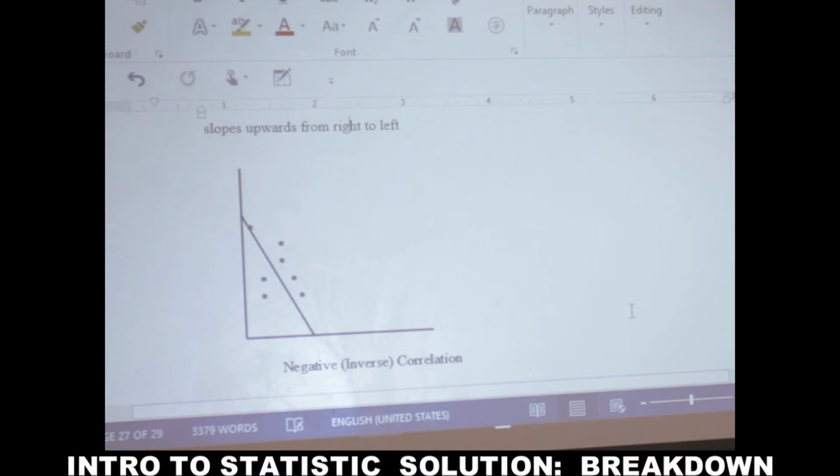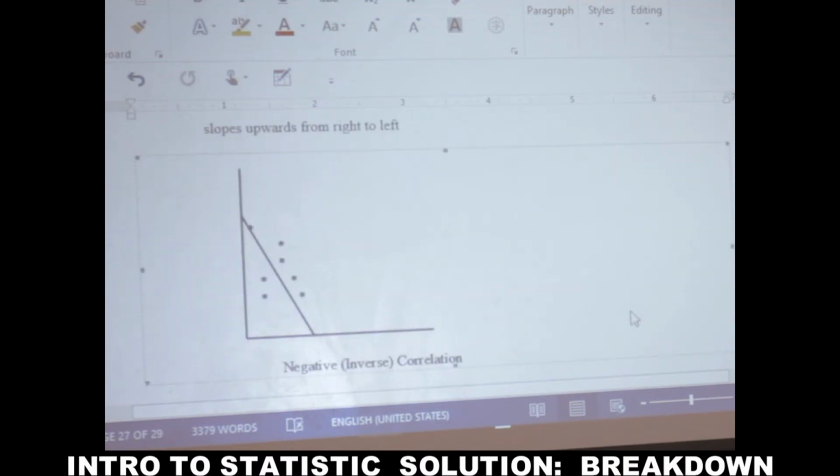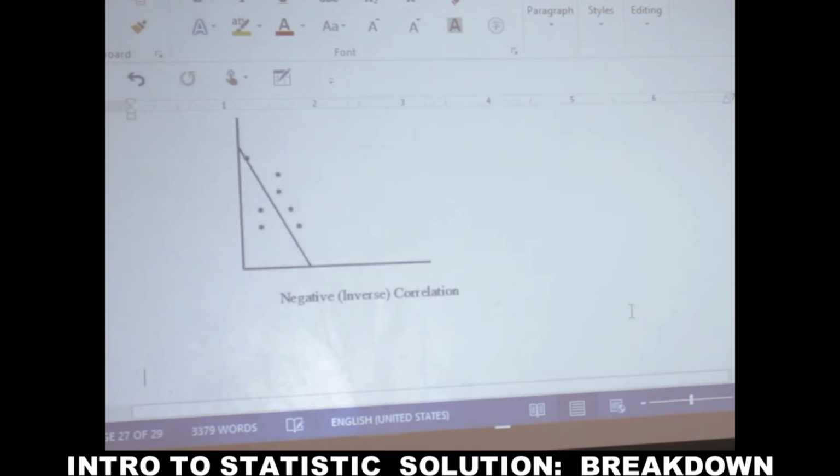Negative or inverse correlation. What is negative or inverse correlation? This exists when one variable decreases as the other increases, or vice versa. A correlation is negative or inverse when the regression line slopes upward from right to left. This is the diagram. It slopes from the right to the left.